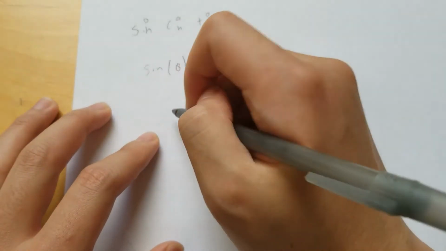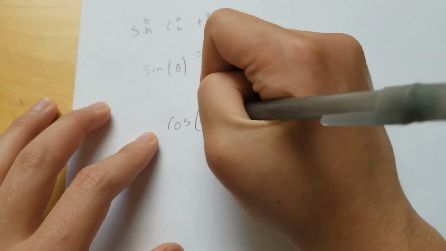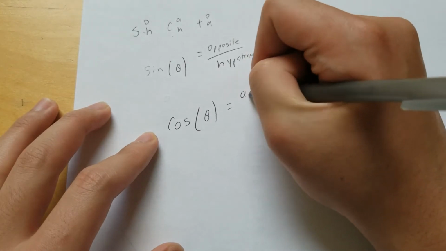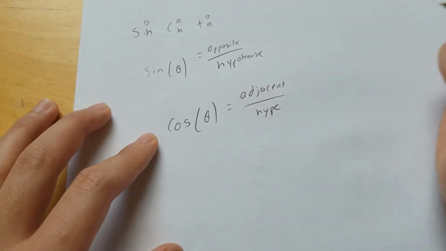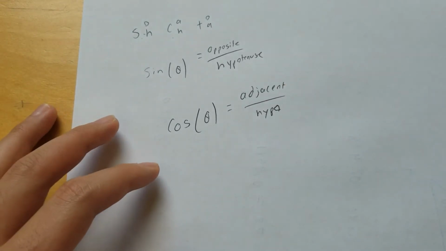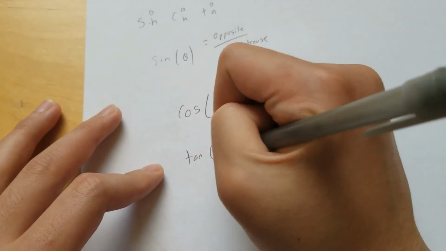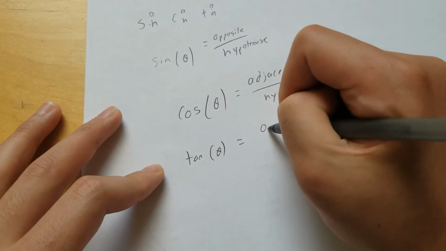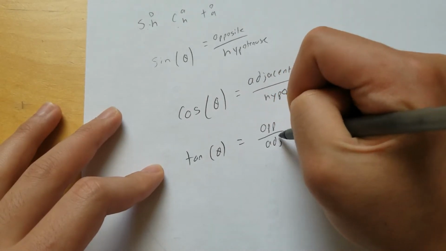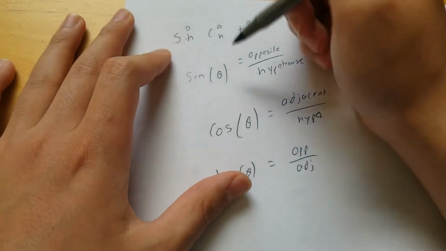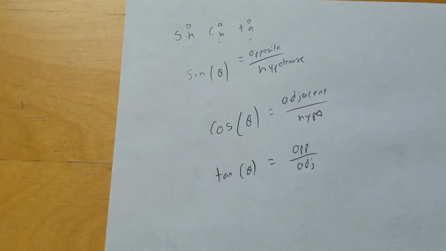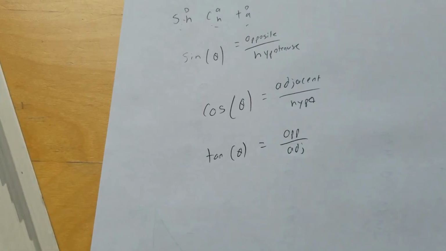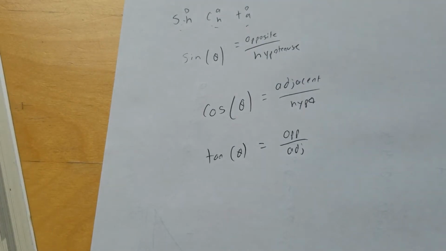Once again, cosine: adjacent this time, adjacent over hypotenuse. And then tan is opposite over adjacent. And that can all basically be done with this little acronym, SOHCAHTOA.